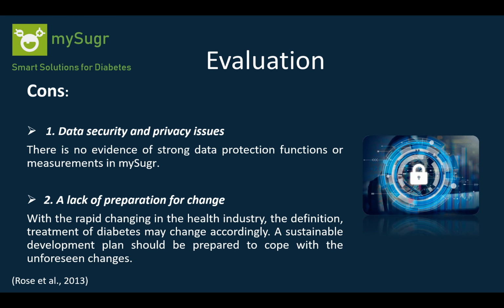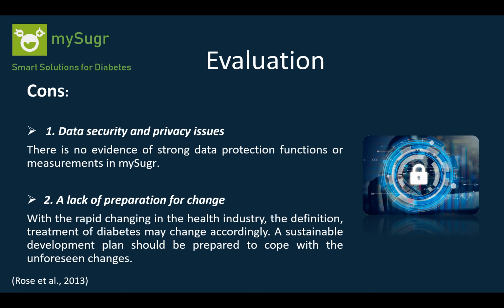We have already spoken about the advantages. Now we will discuss the disadvantages. It is important that we understand there are always privacy and data security problems existing in Internet technologies. We see that the mySugr app gave a statement of data security, but there is no evidence of implementing strong data protection measures. Since privacy of health records is sensitive for diabetes patients, what we discovered is that mySugr still has a lot to do in this area.